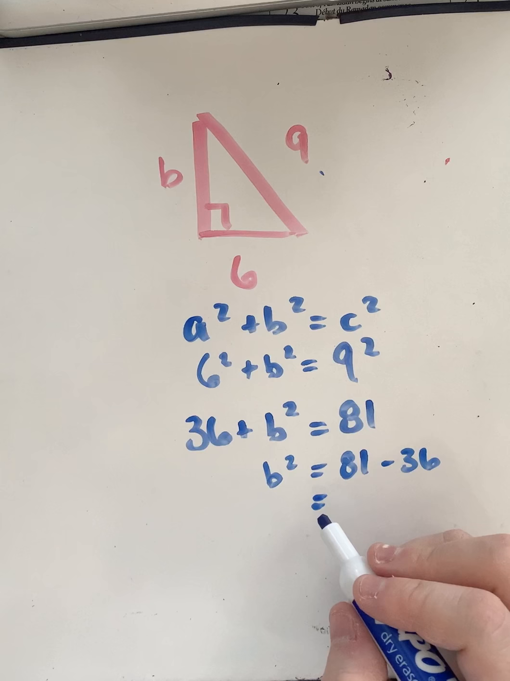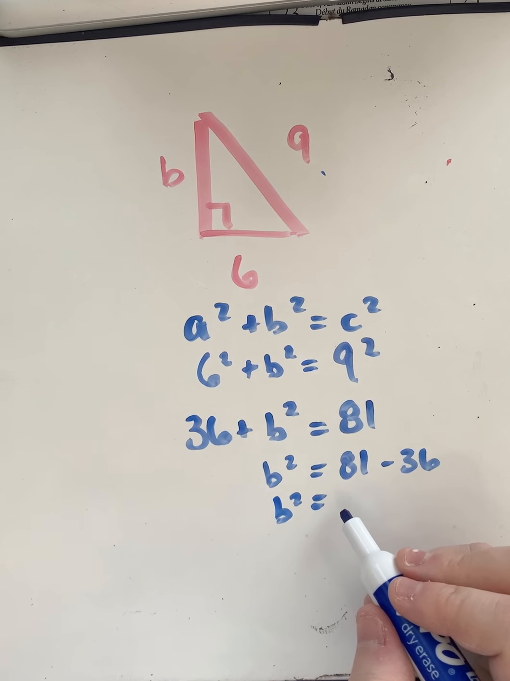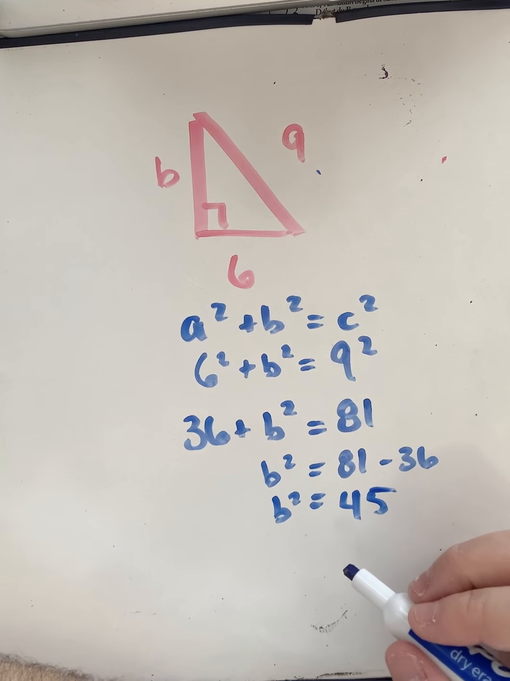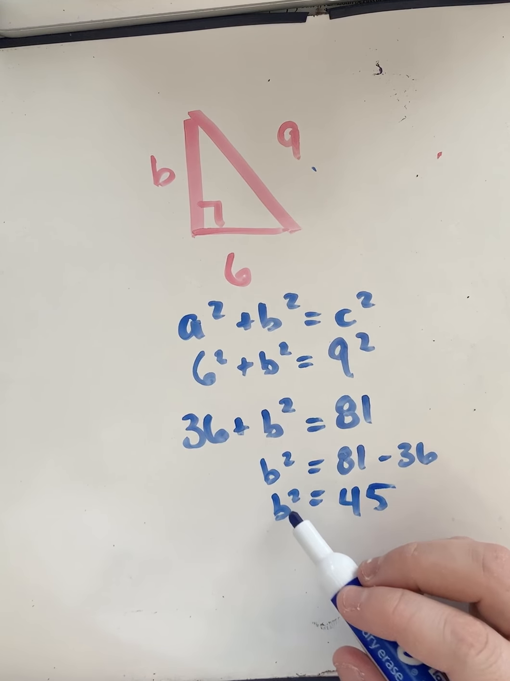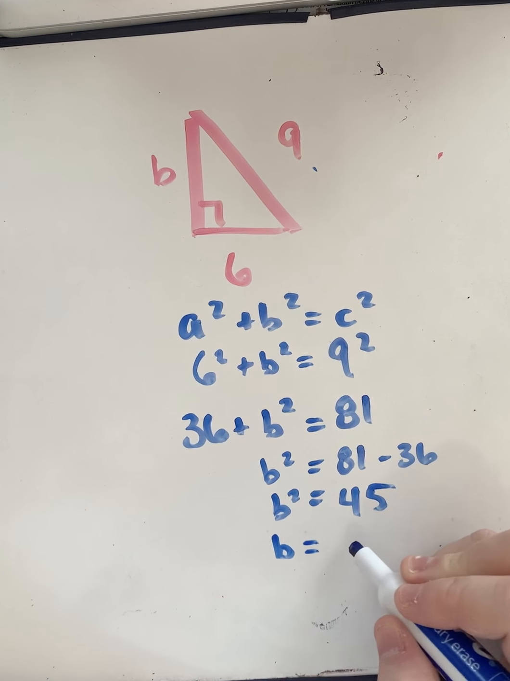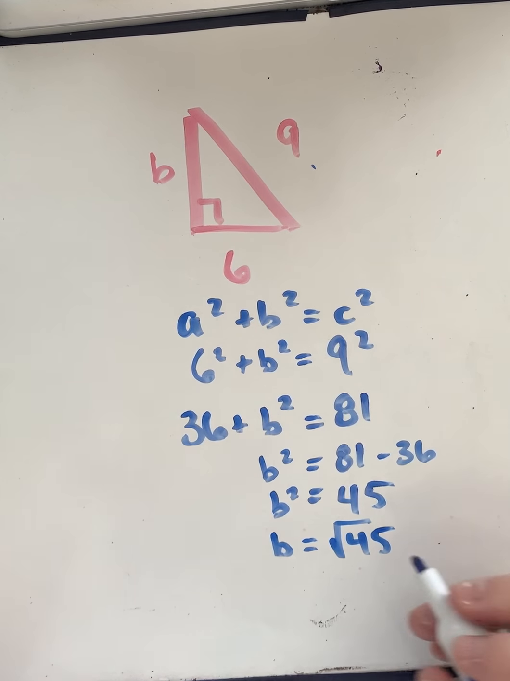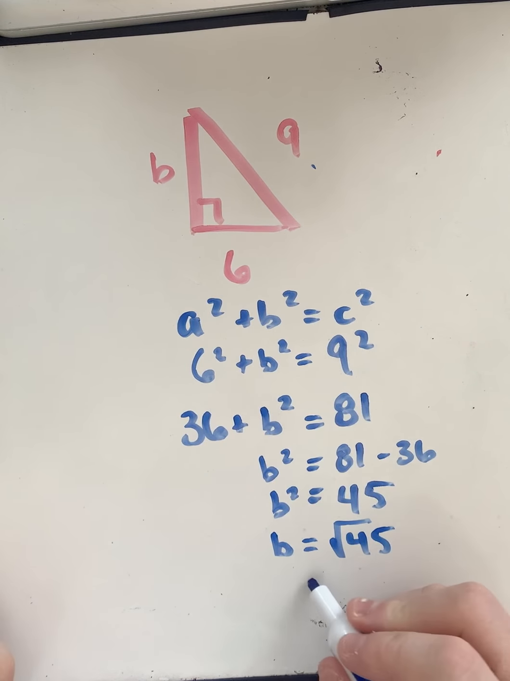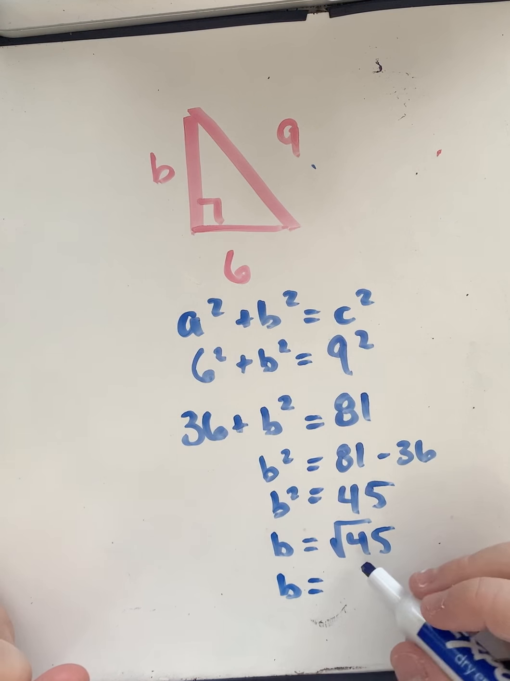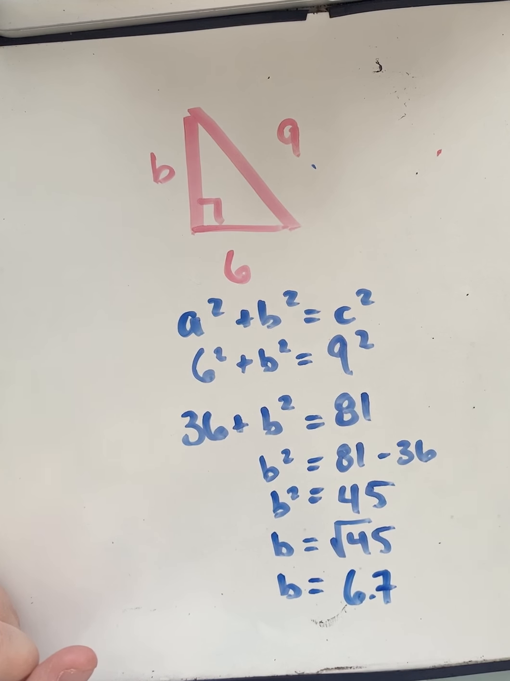Hopefully you're following along. Again, we're going to flesh out the math. B squared equals 45. And now we're left with isolating that variable one more time by removing the square. So we're going to have B equals the square root of 45. Now in this case, it's not a perfect square, so we are going to end up with a decimal. And when we reduce it and bring it to the nearest tenths, we get 6.7 as our answer.